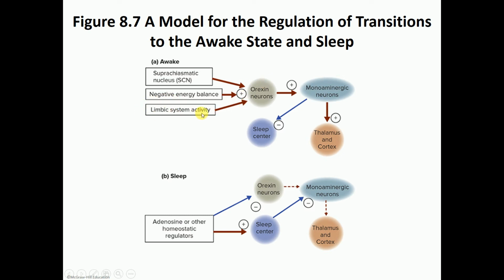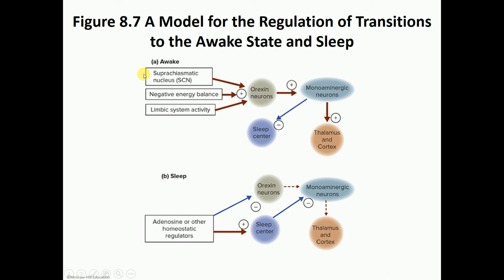Also, the increase in the limbic system activity. The limbic system is the part of the brain that is really responsible for emotions. So if you're stressed about something, or if you're excited about something happening, or on the other hand, if you're upset about something, activity of the limbic system will also prevent us from falling asleep because that would stimulate the orexin neurons and again make it harder to fall asleep.